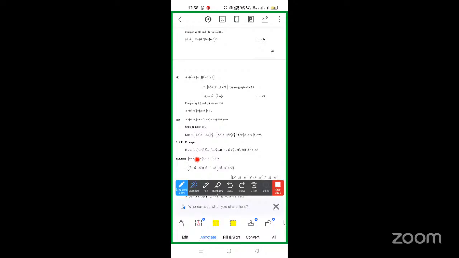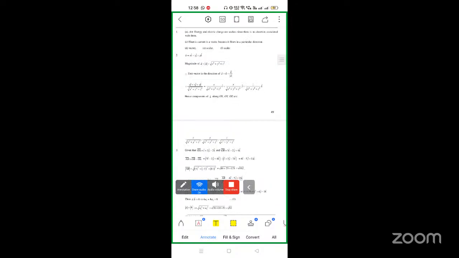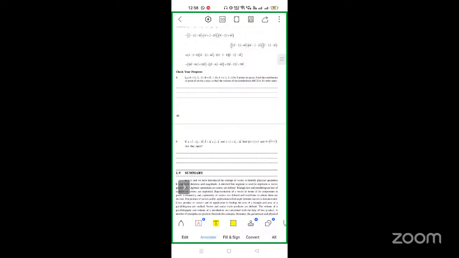Example. A bar is equal to i minus 2j minus 3k. B bar is equal to 3i minus 2j plus 4k. C bar is equal to 4i plus j minus 2k. Then find A cross B cross C. We will see it in the next class.